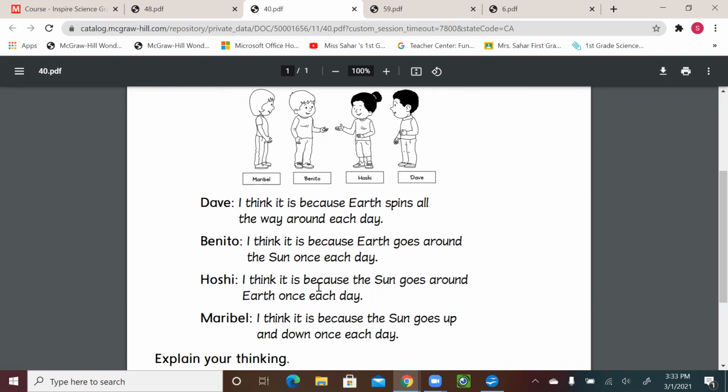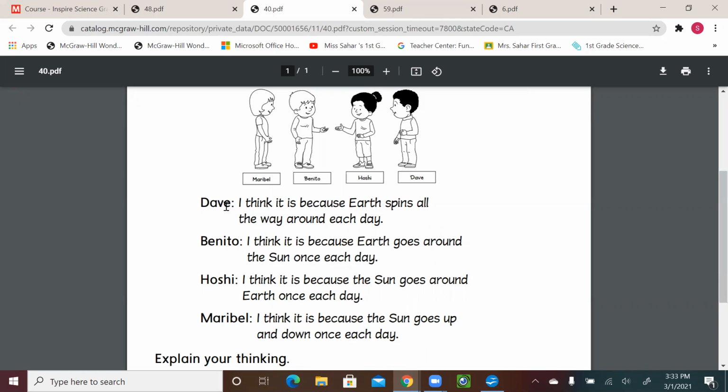Hoshi said, I think it's because the sun goes around the Earth once each day. Remember, one said the Earth will go around the sun, and the other friend said, no, the sun goes around the Earth. All right. Maribel said, I think it's because the sun goes up and down once each day. We need to find out why we have days and nights.